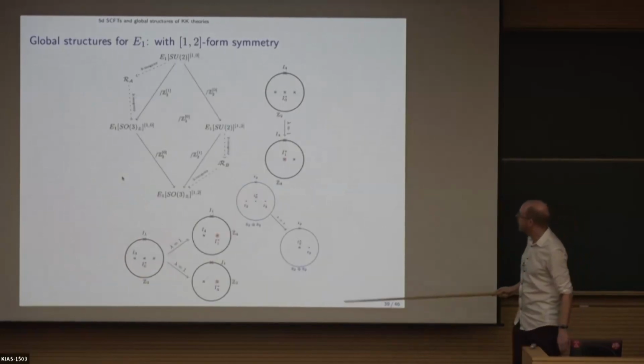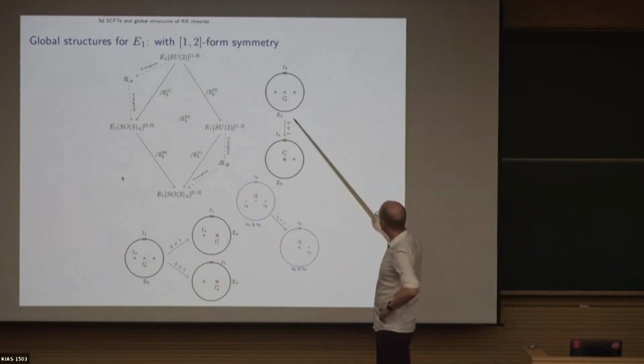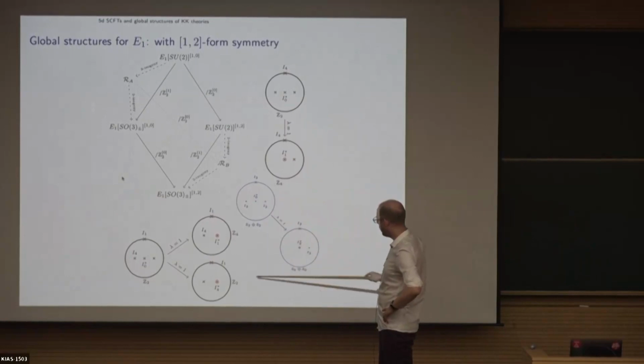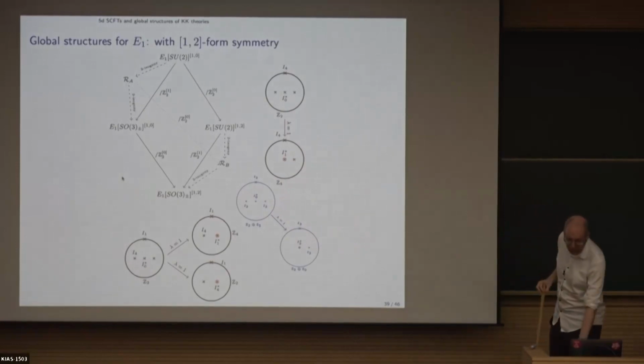Similarly, you gauge the zero-form symmetry, and then you get these pictures. Now you get a slightly more complicated singularity structure, but yeah, it's all consistent with, well, what we know about anomalies and so on. Any questions on this?